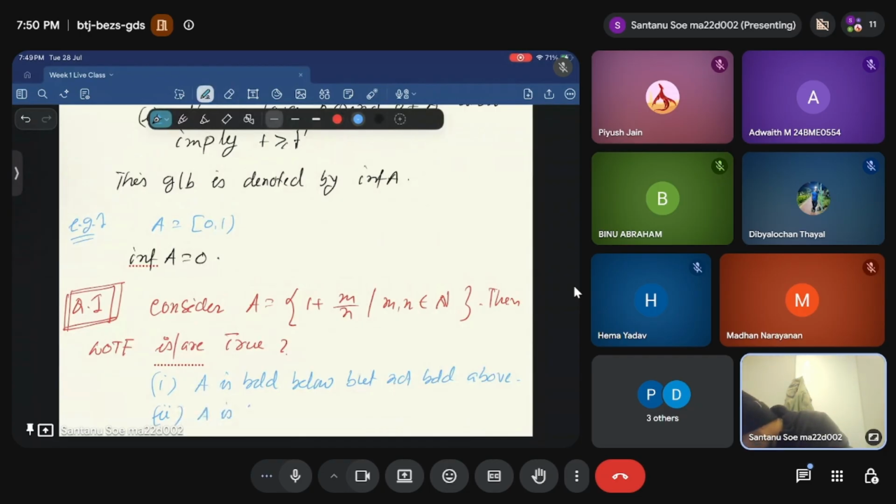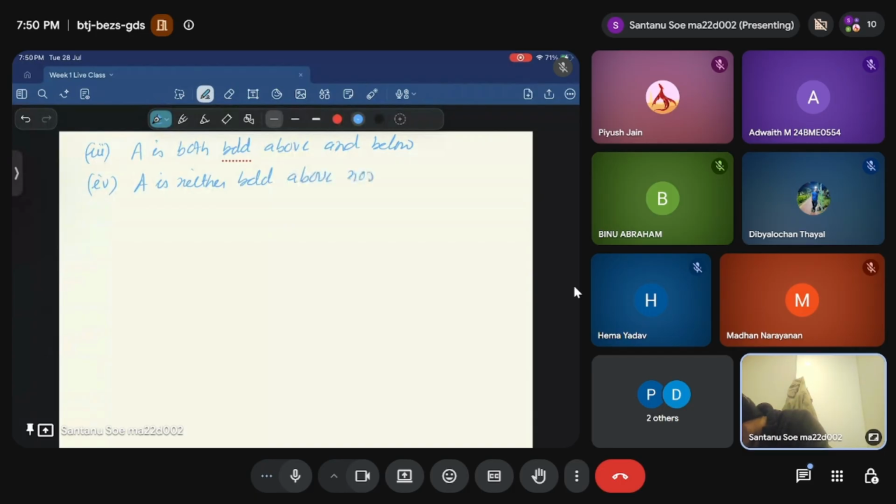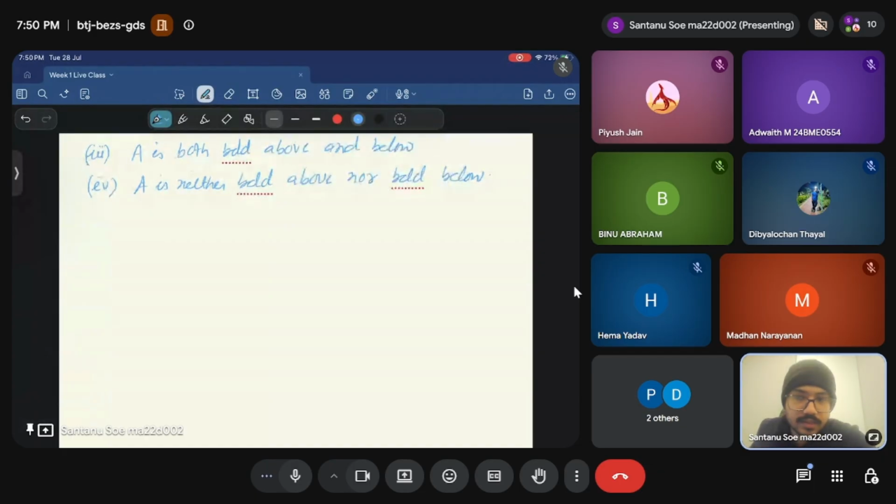Second option is A is bounded above but not bounded below. Third option is A is both bounded above and below. Fourth option is A is neither bounded above nor bounded below.